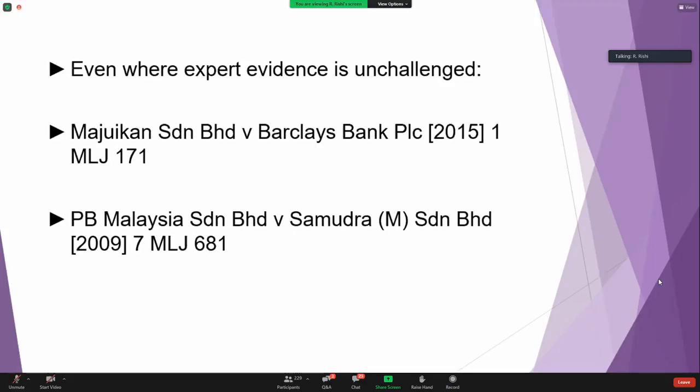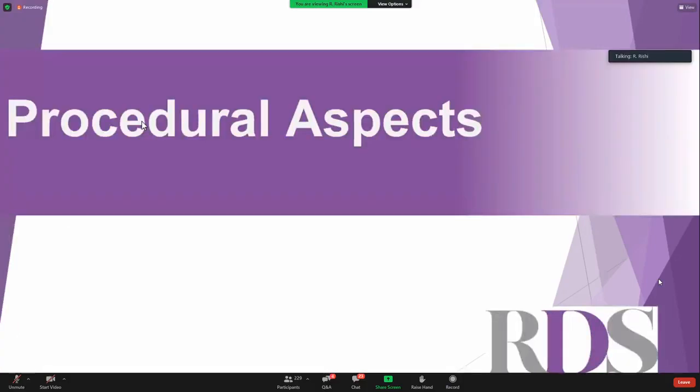And then we go on to the case of PB Malaysia Sendirian Berhad against Samudra, which has a qualification to say that discretion insofar as dealing with unchallenged and unrebutted evidence is not unfettered. It ought to be dealt with caution only insofar as testimonies or reports which are indefensible. That was a particular word which was used. These are things to be mindful of.